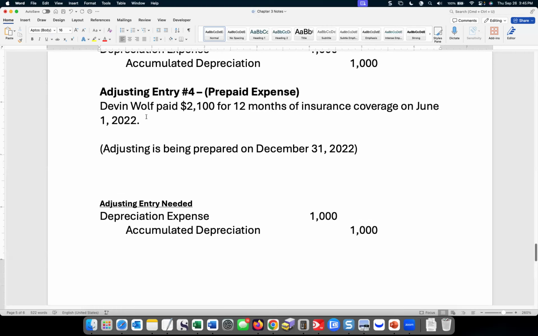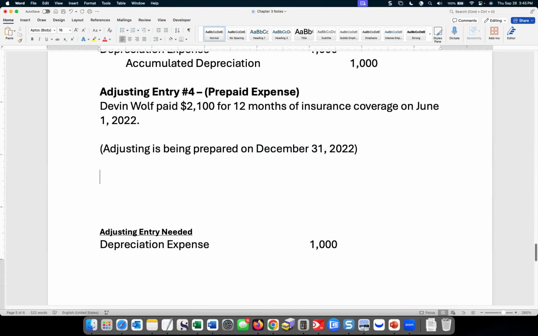When did it go on the books? June 1st. When are we doing the adjusting entries? How many months have gone by between June 1st and December 31st? And use your fingers if you want. June, July, August, September, October, November, December. How many? 7 months.